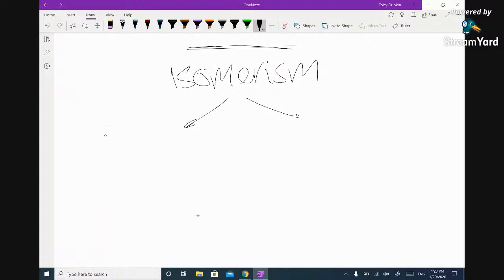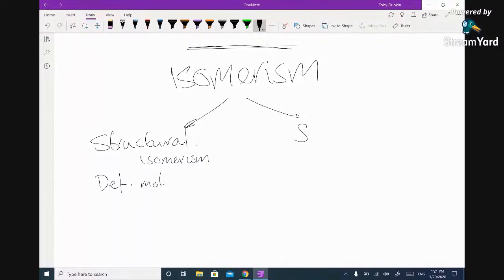And these are the S's of isomerism. You will never write these words down, ever. If you are, you're wrong. The first type is structural isomerism. Now, structural isomerism will be defined. You'll be asked to define this.